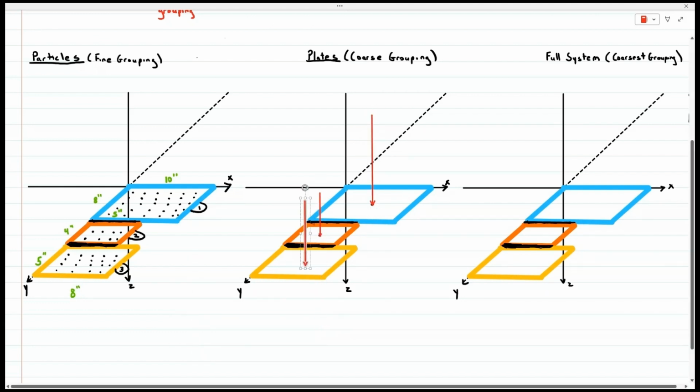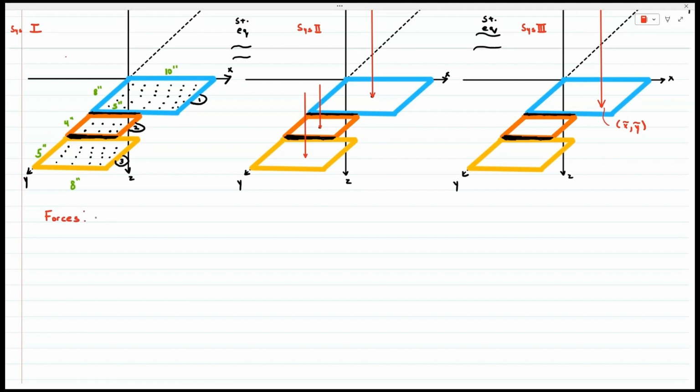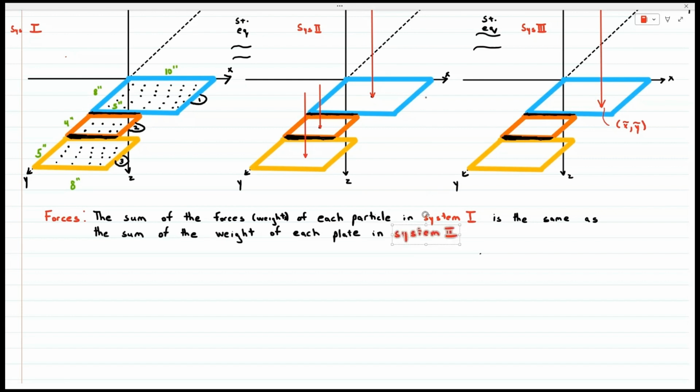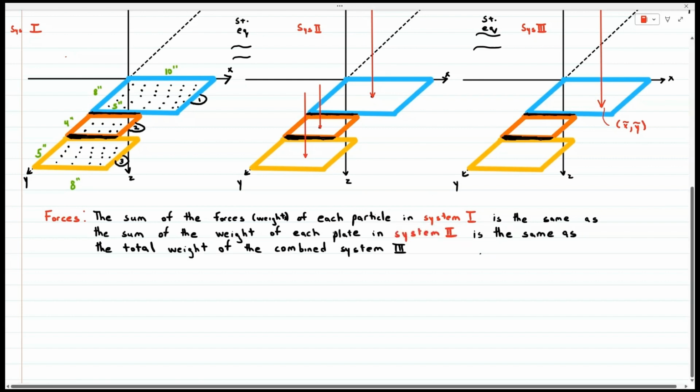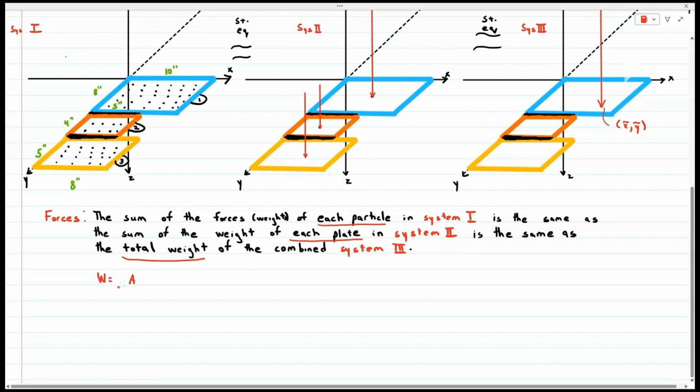The first system is a fine grouping. We're breaking it up into a bunch of elements. The second system is a coarser grouping, and the third system is the coarsest grouping. If these three systems are to be statically equivalent, what that means is that the sum of the forces of each particle in the first system is exactly the same as the sum of the weights of each of the plates in the second system, which is exactly the same as the total weight.